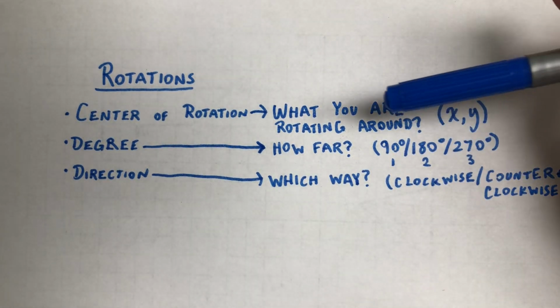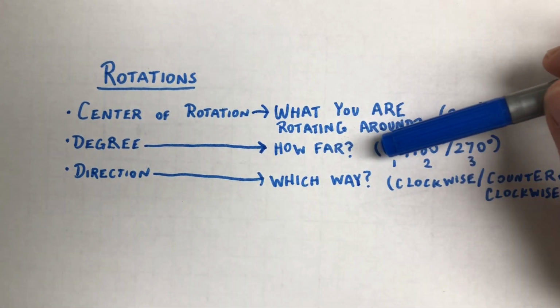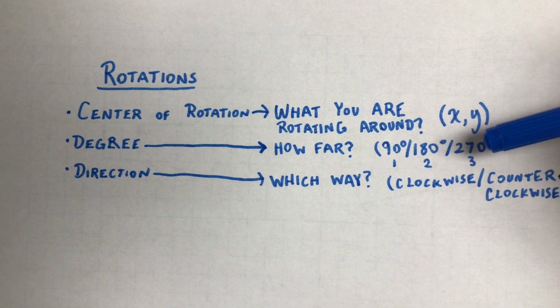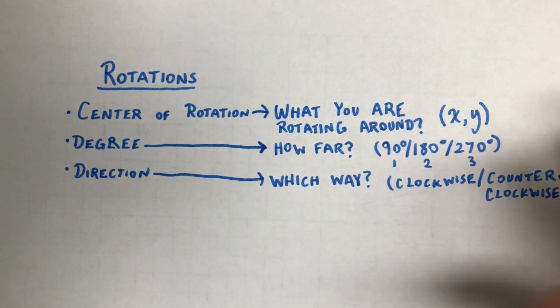So that's the three things you need. You need to know what you're rotating around, which is always going to be a point. You need to know how far you're rotating, which is going to be a 90 degree, 180 degree, or 270 degree, or as I would think of it, 1 turn, 2 turns, or 3 turns. And you have to know which way you're going, all right?